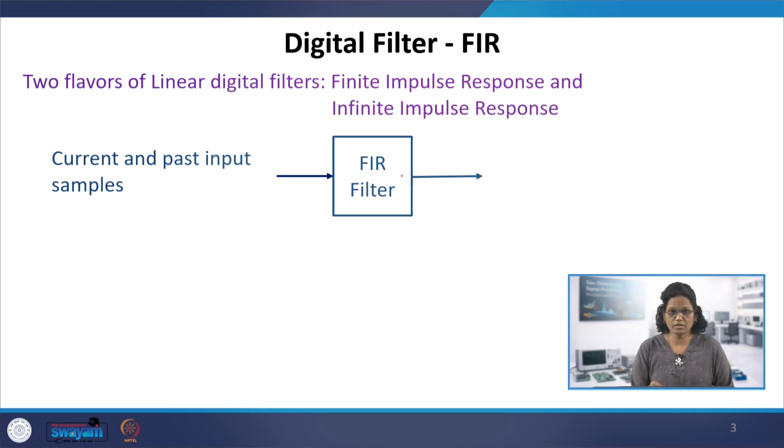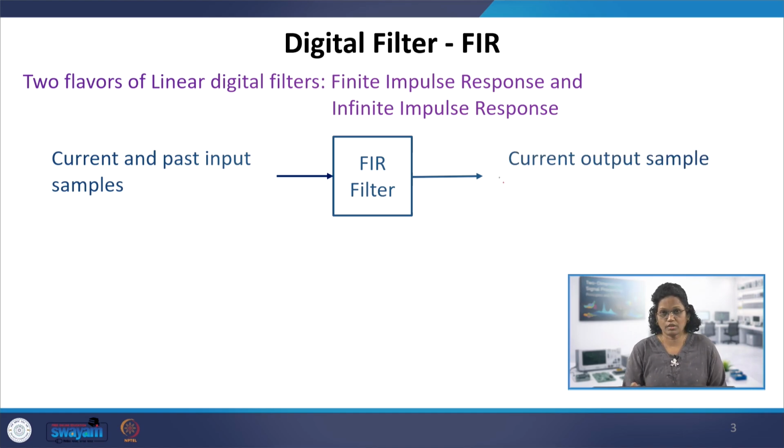For the FIR filter, the finite impulse response, the name itself implies that the impulse response has finite extent support. It takes only the current and past input samples and gives the output. The current output sample is based on only the current and past input samples, and no past output samples are required to decide the current output sample. That's the thing to be noted.